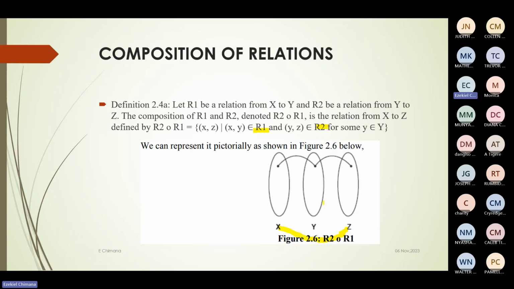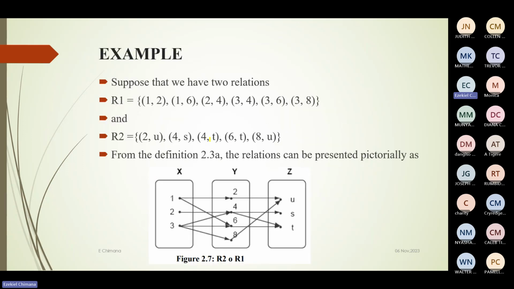That's the composition of relations. So I'm sure I've got an example. Suppose that we have 2 relations, R1 and R2. With R1, we've got 1 2, 1 6, 2 4, 3 4, 3 6, and 3 8. And then on R2, which is linking Y and Z, we've got 2U, 4S, 4T, 6T, and 8U.